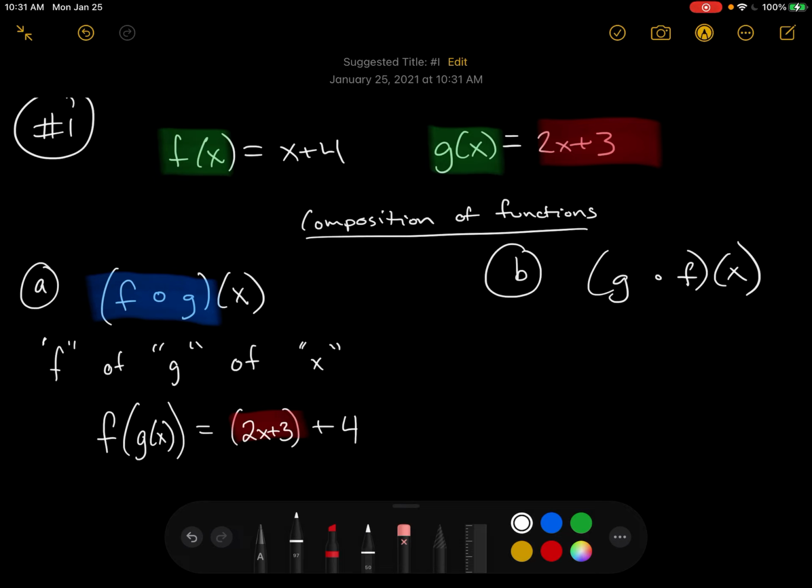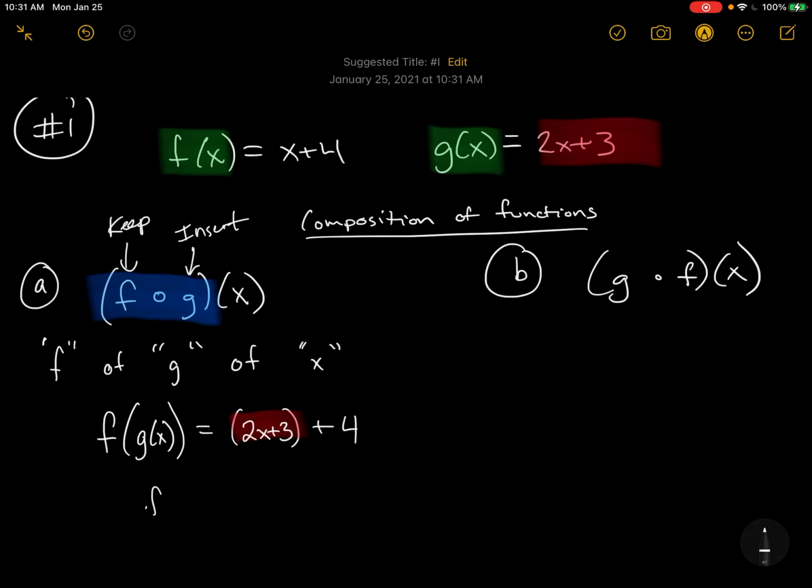So first term, we keep the function framework of the first term. So we keep this one, and then the second term is what we insert. And then we go through, evaluate, combining the like terms to get our fully simplified answer here. So f of g of x equals 2x plus 7. Or in the formal format here, f of g, again, we can just use that symbol, of x equals 2x plus 7.